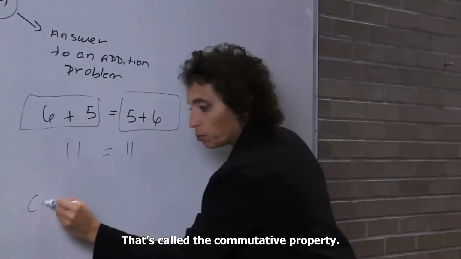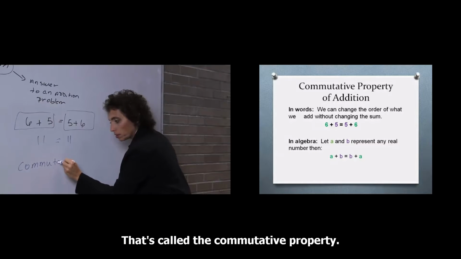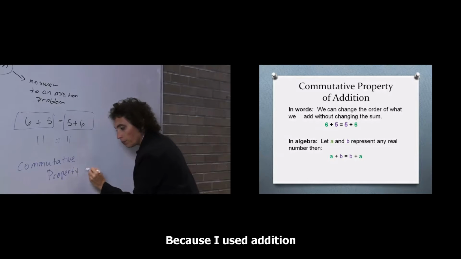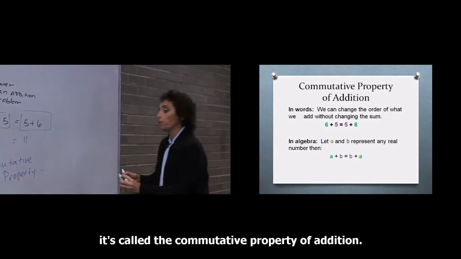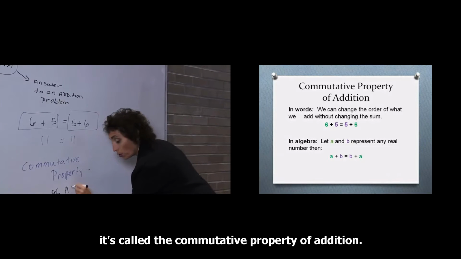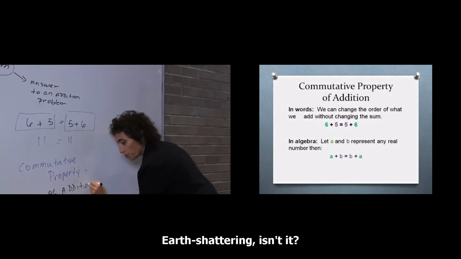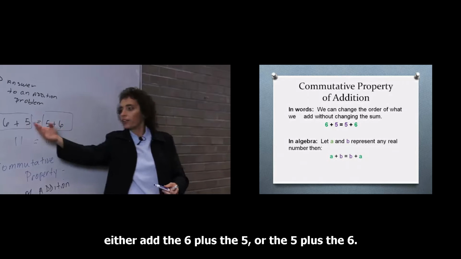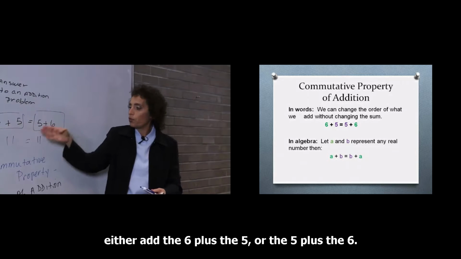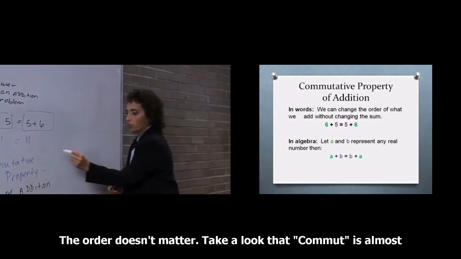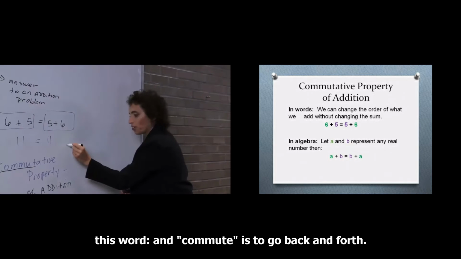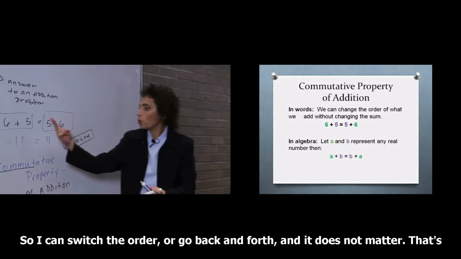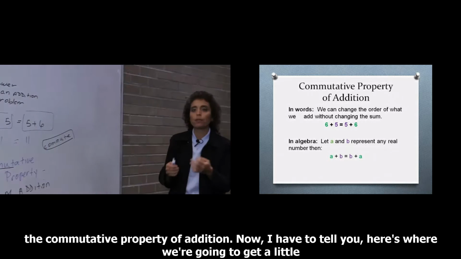That's called the commutative property. And because I used addition, it's called the commutative property of addition. Earth-shattering, isn't it? So what that tells me is when I add, it doesn't matter what order I add in. I can either add the 6 plus the 5 or the 5 plus the 6. Order doesn't matter. Take a look, commute is almost in this word, and commute is to go back and forth. So I can switch the order or go back and forth, and it does not matter. That's the commutative property of addition.